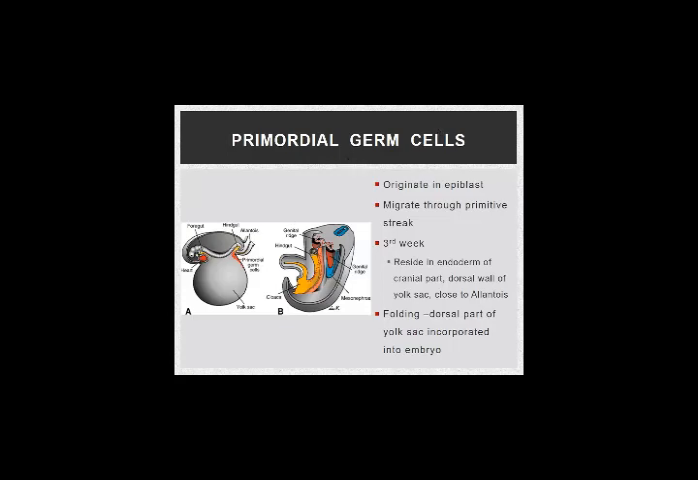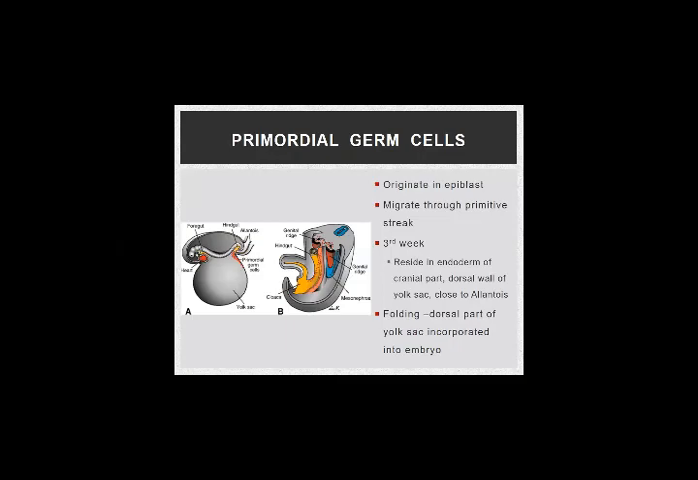Okay, the primordial germ cells develop in the region of the epiblast. This is the epiblast, this is the hypoblast. So they develop in the epiblast and then migrate through the primitive streak. In the third week, they come and reside over here. So from the epiblast, passing through the primitive streak, the primordial germ cells come and lie in the endoderm of the cranial part, dorsal wall of the yolk sac.